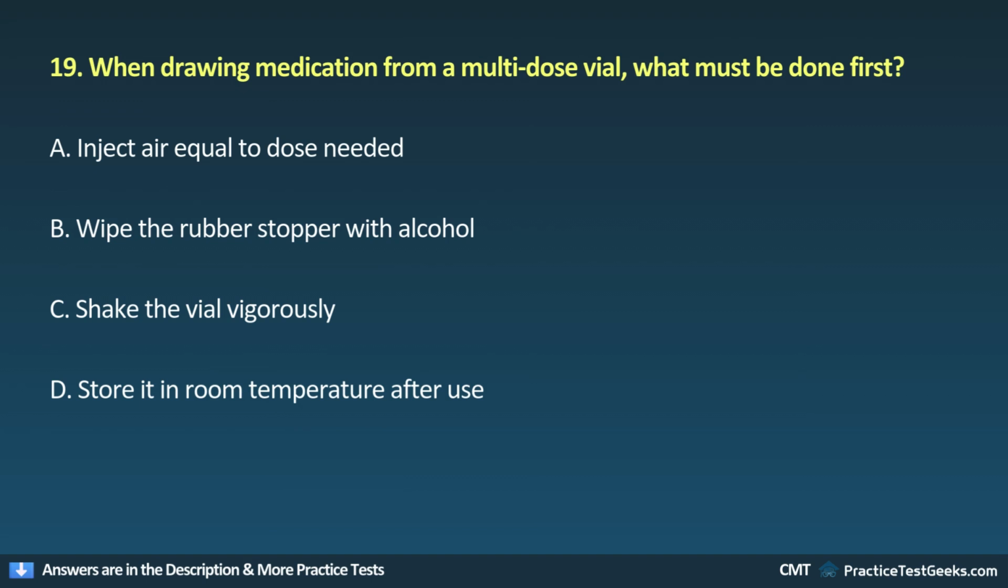19. When drawing medication from a multi-dose vial, what must be done first? A. Inject air equal to dose needed. B. Wipe the rubber stopper with alcohol. C. Shake the vial vigorously. D. Store it in room temperature after use.